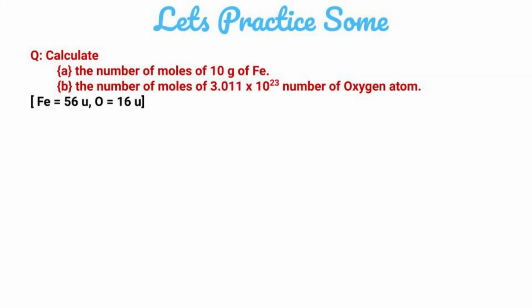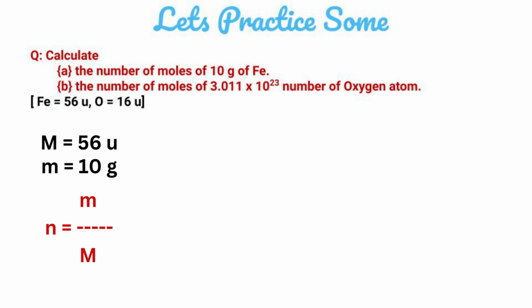In this question, we will be using the first 2 formulas of the mole concept. Part A uses the first formula, based on the mass of the element given. Here, Fe means iron, and the molar mass of iron is given as 56 gram. That means capital M is given, which is 56, and small m is given in the question, which is 10 gram. Now, put the values in the first formula. The ratio will be 10 by 56, which on calculation gives you 0.17 moles.